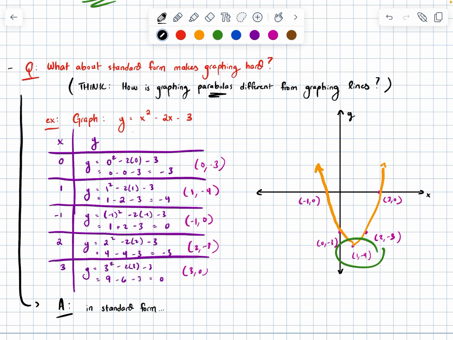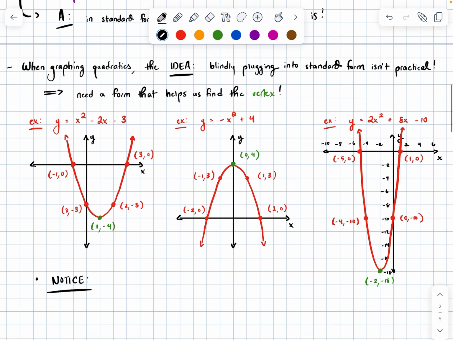So in other words, the answer to our question, why is standard form maybe not the best for graphing? If finding the vertex is the key to graphing the parabola, in standard form, the issue is that we're not always going to have an obvious place where our vertex should be. We won't know off the bat where that vertex lives. So what this hopefully tells us is that the plug and chug strategy we just tried has diminishing returns. When it comes to graphing our quadratics, we need to know where the vertex is, but finding it can be tough when we don't know where to look.